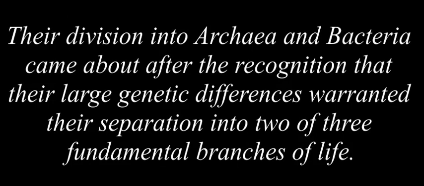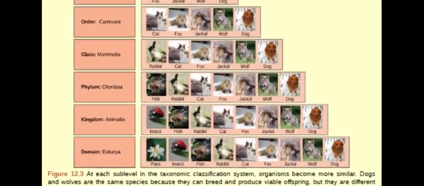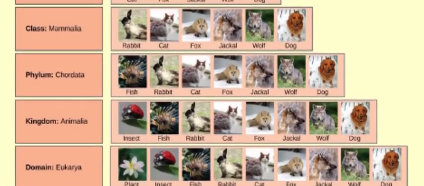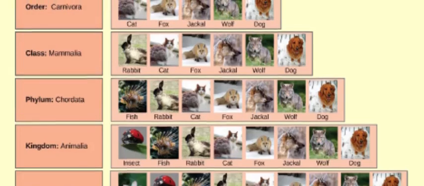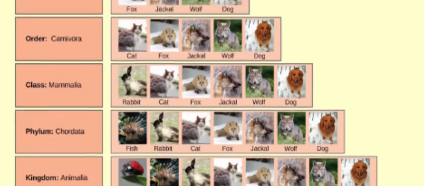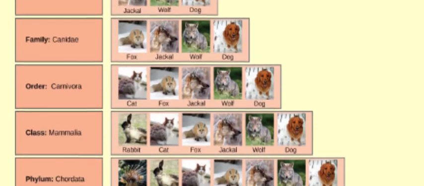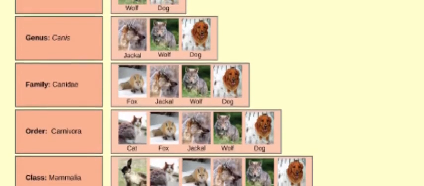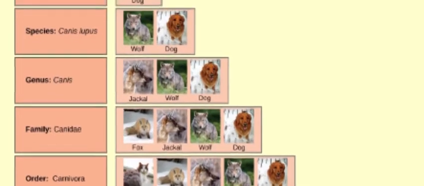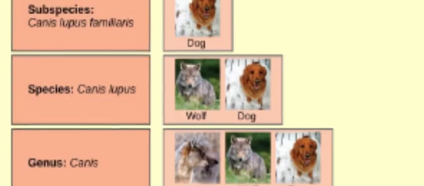Their division into archaea and bacteria came about after the recognition that their large genetic differences warranted their separation into two of three fundamental branches of life. Figure 12.3. At each sublevel of the taxonomic classification system, organisms become more similar. Dogs and wolves are the same species because they can breed and produce viable offspring, but they are different enough to be classified as different subspecies.